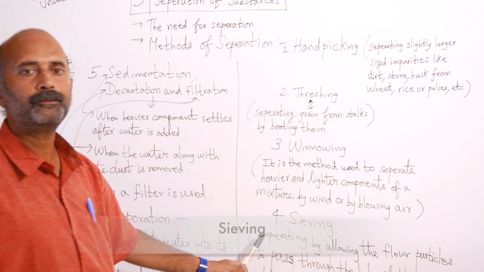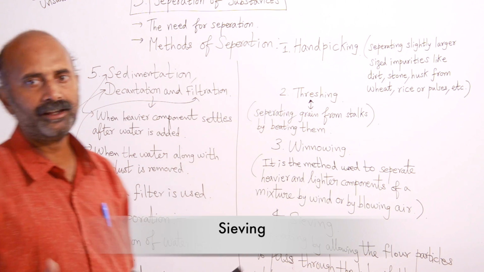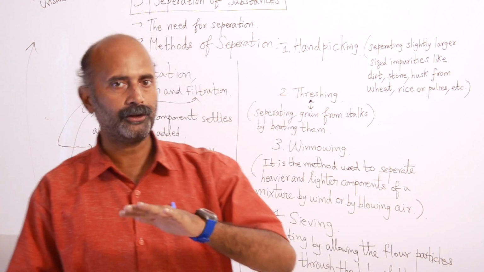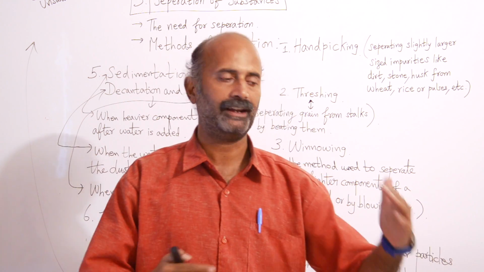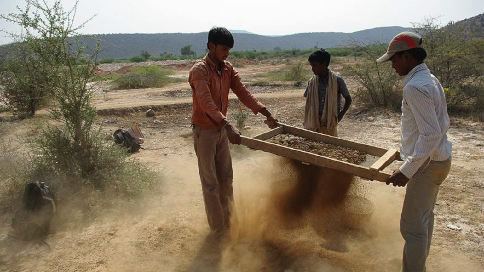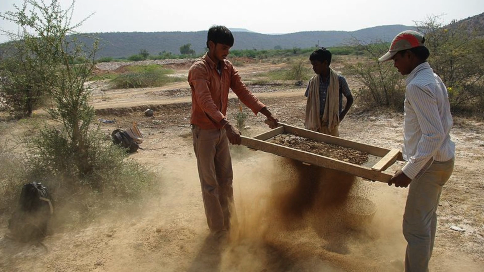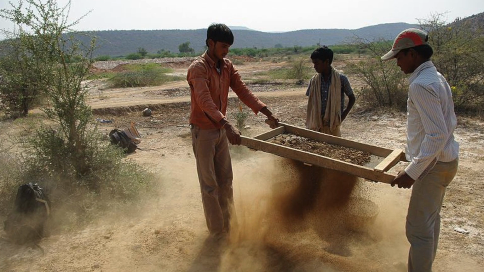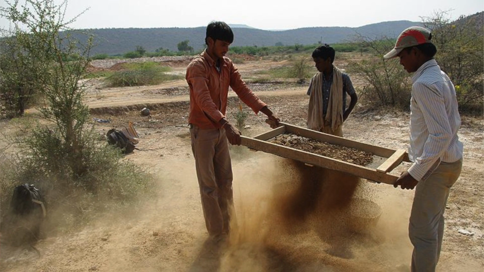Then we come to sieving. Sieving means filtering. You're filtering something by using a sieve, like a hole or a small filter, like we filter the tea. So when you're filtering something, that is known as using a sieve. So a synonym for sieve is filter.